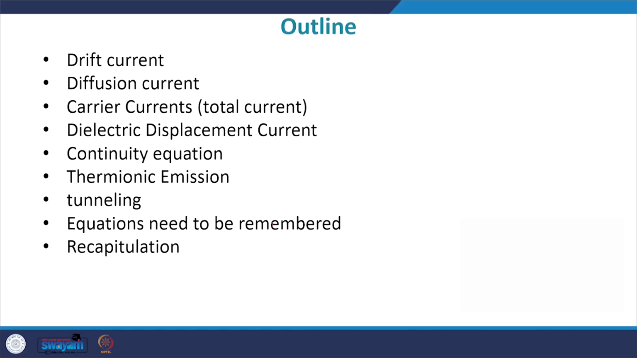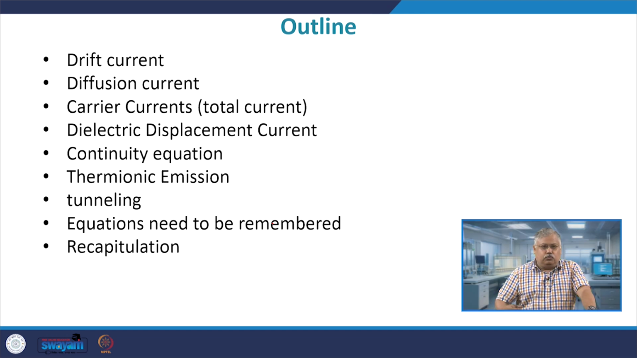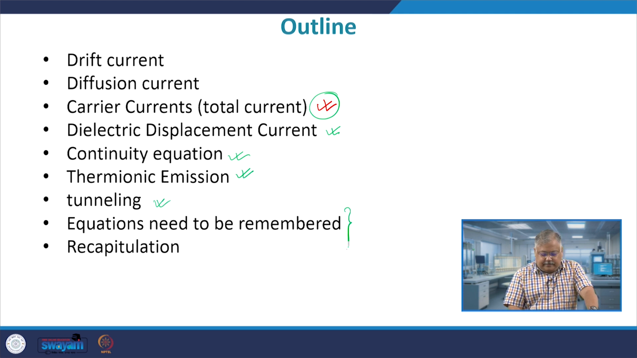So the outline of this lecture is to give you an idea about drift current. We will look into diffusion current. We will also look into the total carrier current, right? We will have a look at displacement current, continuity equation, thermionic emissions, tunneling phenomena, and then we will recapitulate later on, right?